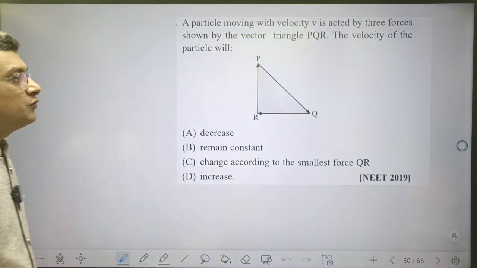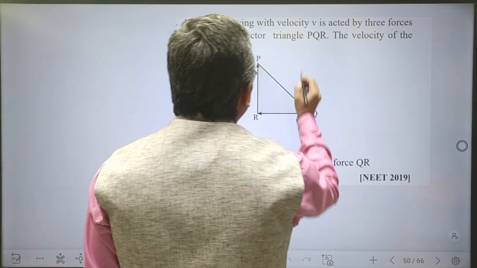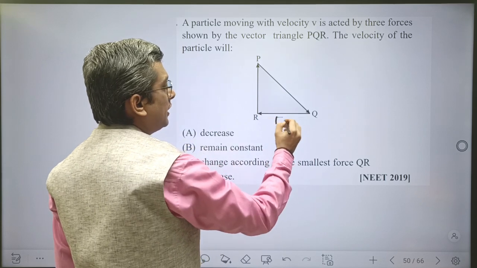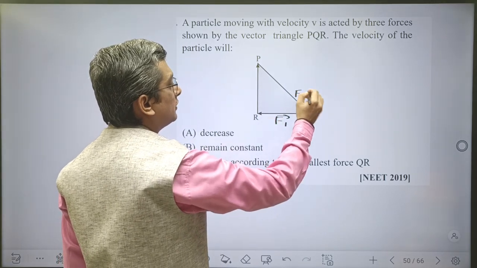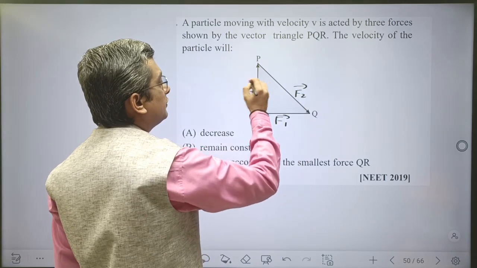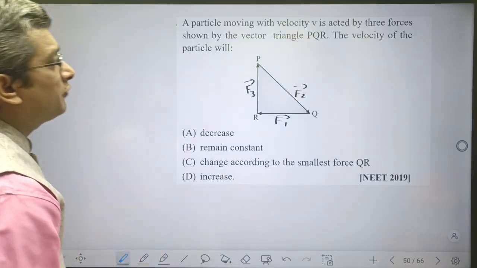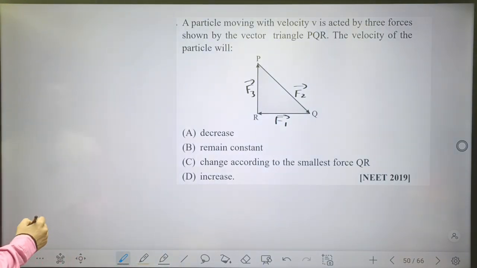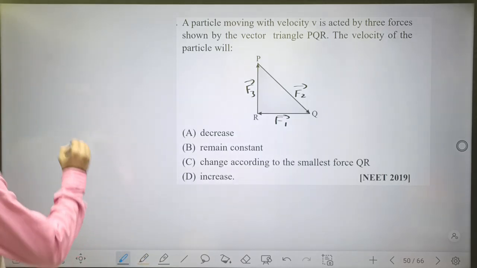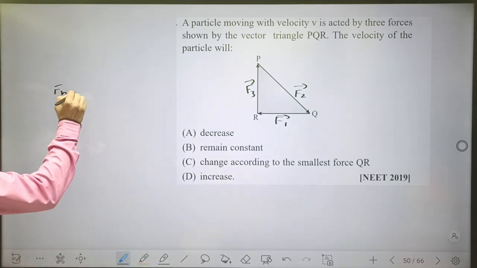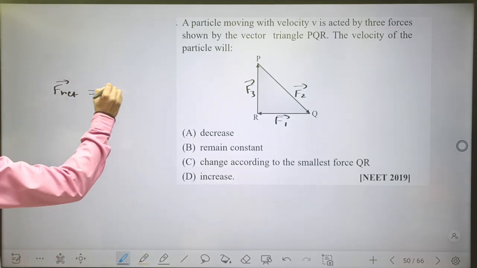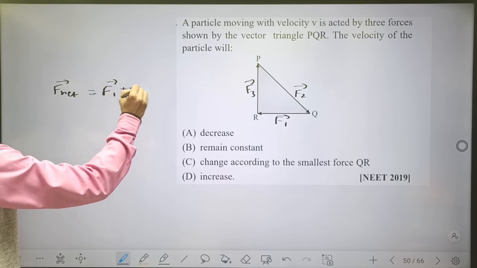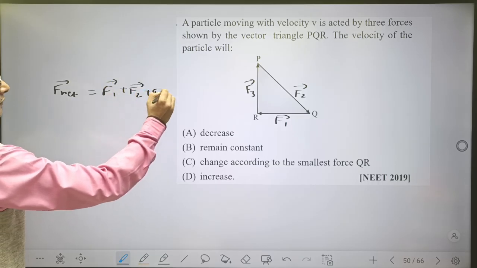Second, a particle moving with velocity v is acted on by three forces. This is force 1, F1 vector, F2 vector, and this is F3 vector of a triangle. To find the velocity of the particle, we first have to find the acceleration, from the net force. So the net force is given by F1 vector plus F2 vector plus F3 vector.